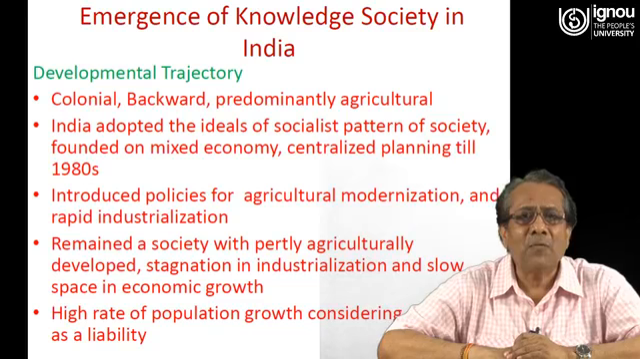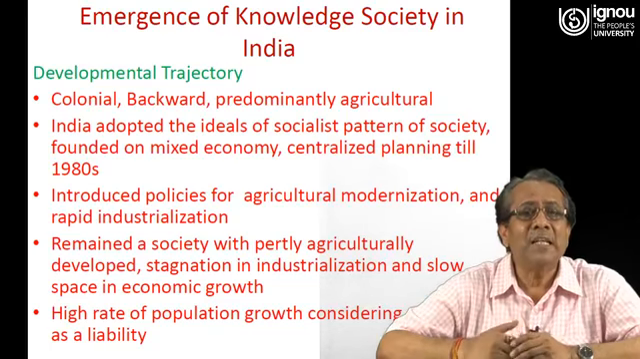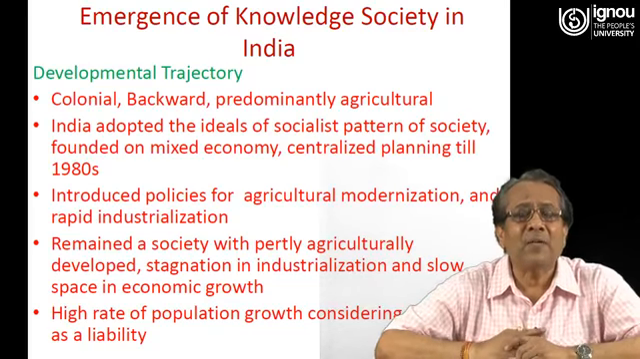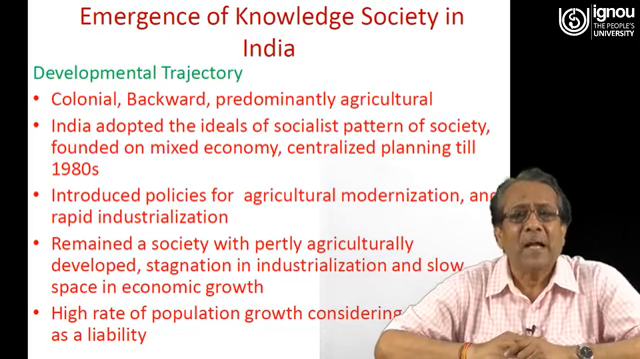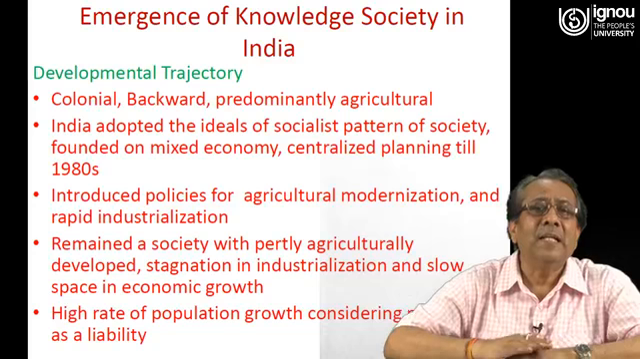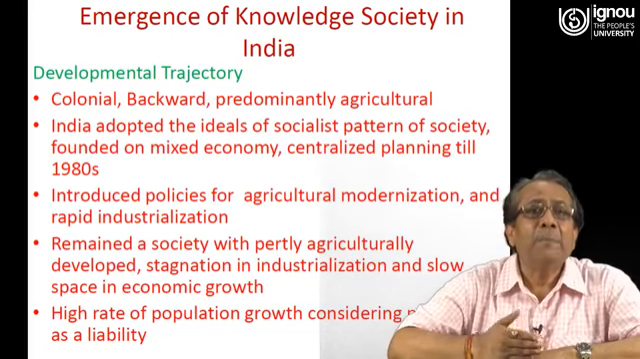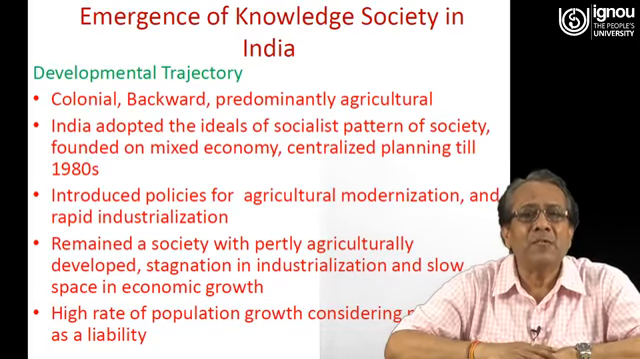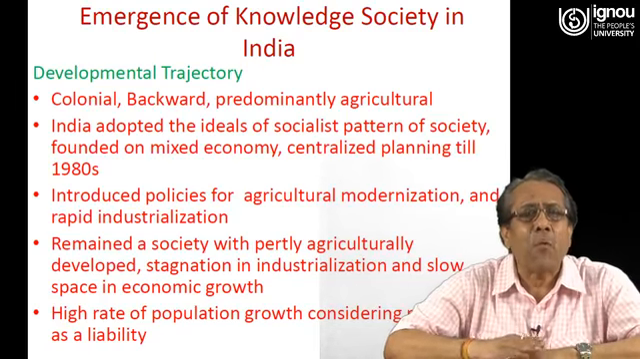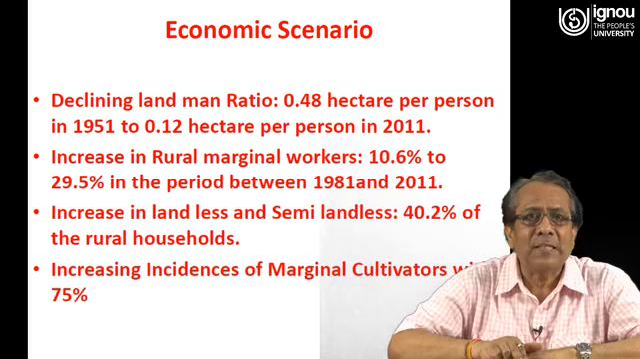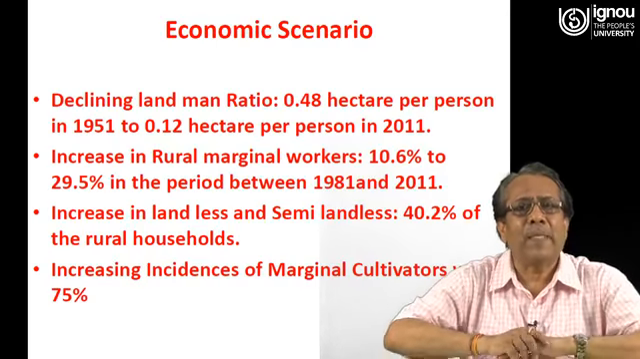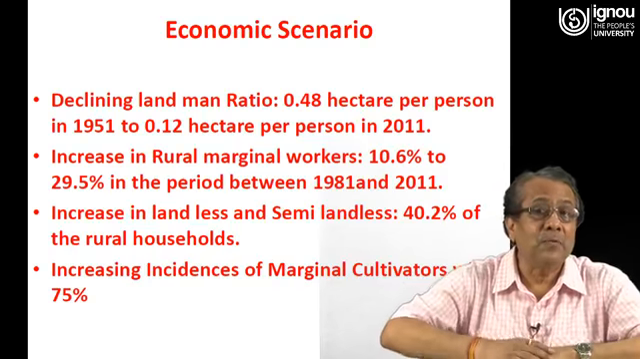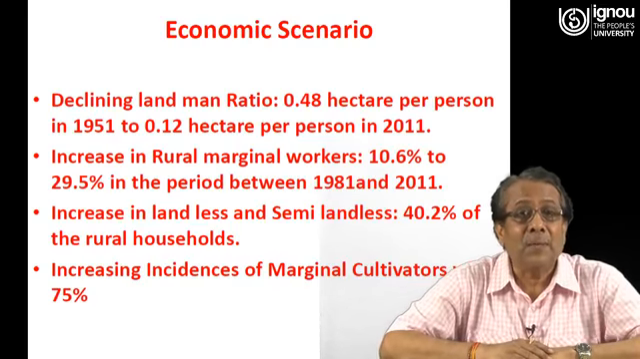So what happened in the whole process? Simultaneously, India experienced a fast rate of growth of population. So population became a huge liability, and this was widely reflected in the depletion of natural resources of various categories, in terms of land, forest, water, and other varieties of natural resources.